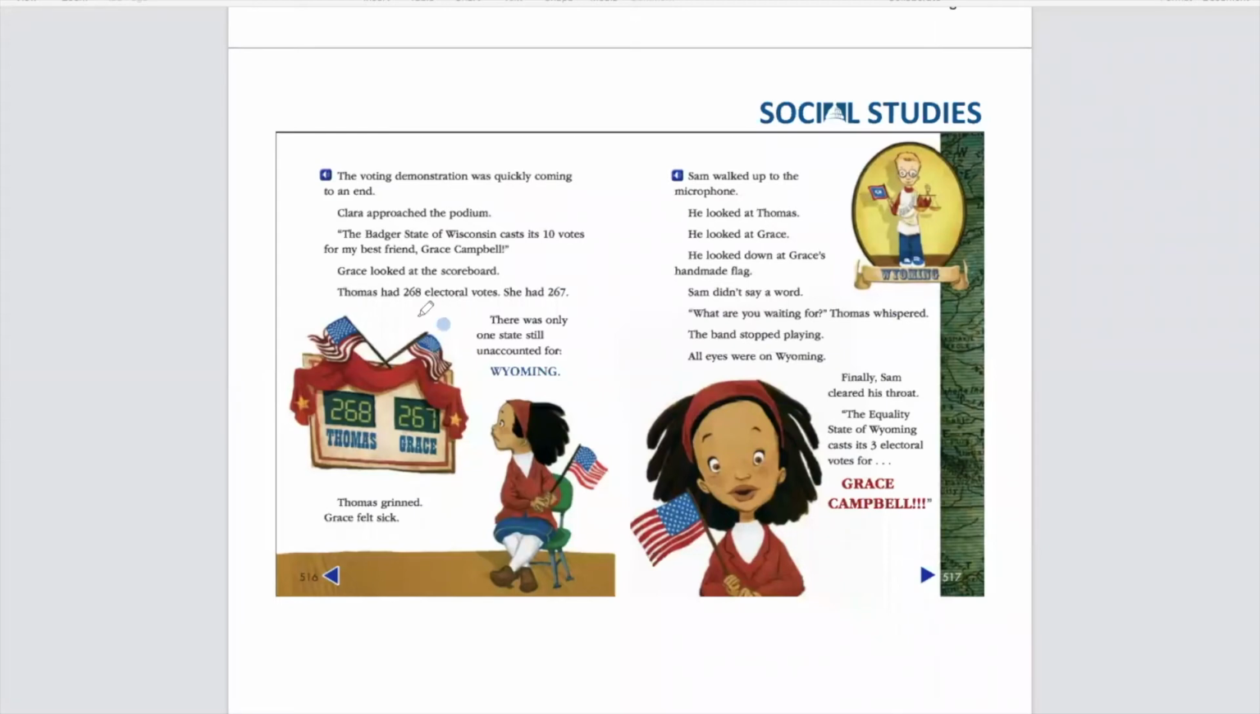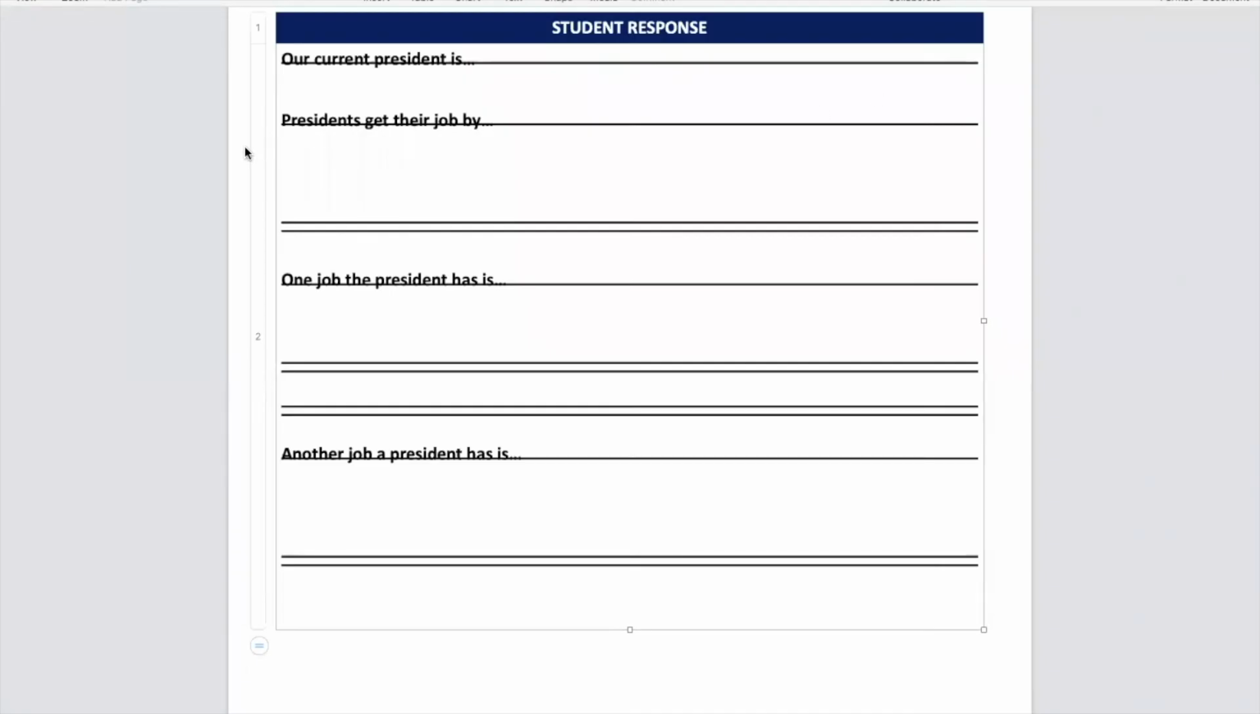What is Grace counting here? Yes, she's looking at the number of votes. The candidate with the most electoral votes is able to win the presidency. Fill in your answer about how presidents get their job. Let's look at the next one. One job the president has is.